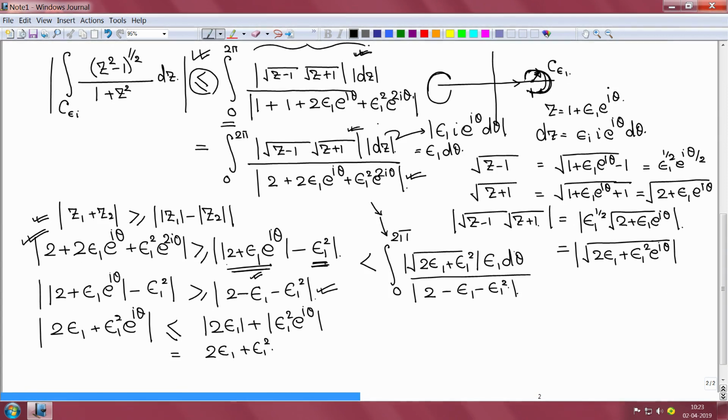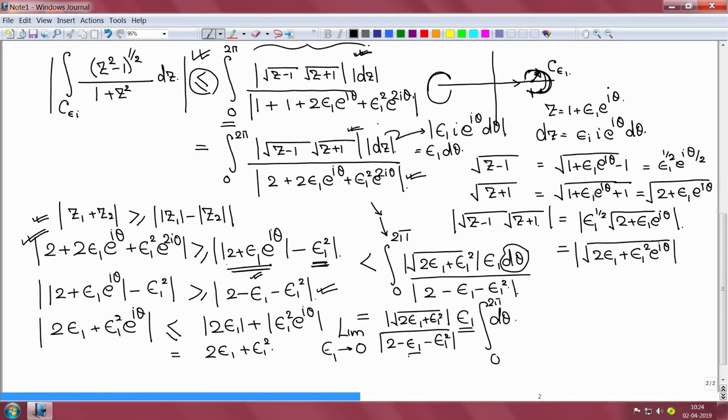Okay. This way only d theta is part of the integral, all the epsilons can be taken out. So, we get that this is equal to the magnitude of square root of twice epsilon 1 plus epsilon 1 square by the magnitude of 2 minus epsilon 1 minus epsilon 1 square, into epsilon 1 d theta. And I have not been putting it but actually the limit epsilon 1 tends to 0. And therefore, because there is this epsilon 1 sitting over here, and in the denominator 2 is the biggest term, this goes to 0. The integral goes to 0. So, the magnitude of C epsilon 1 goes to 0.